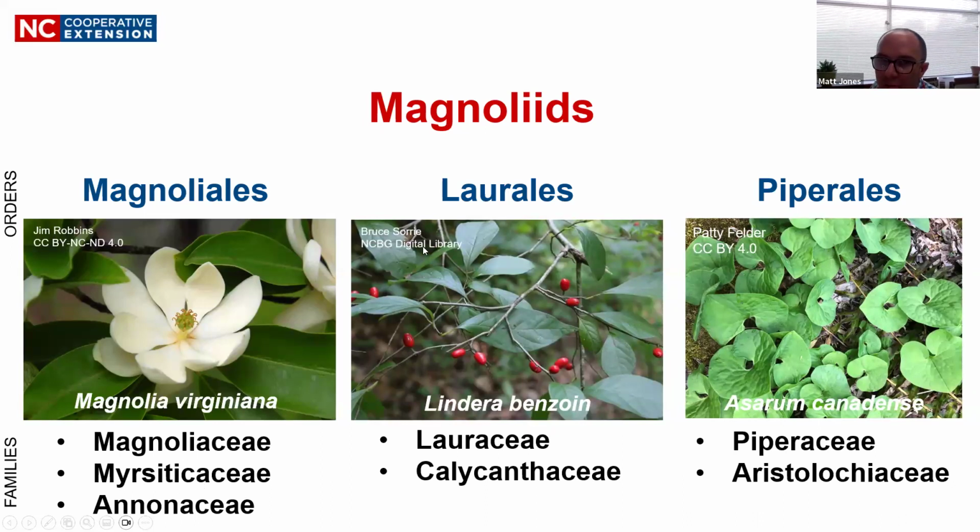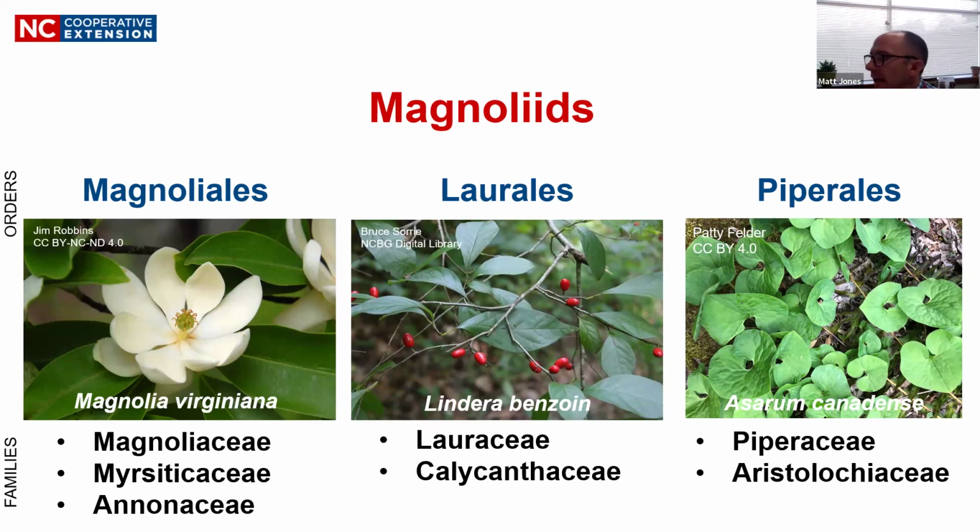The Laurales include Lauraceae, which includes things like Lindera, spicebush. It also includes bay laurel, and avocados are in this group. Calycanthaceae, like Calycanthus, is also in this order. And the Piperales are neat. It includes Piperaceae, which includes Piper nigrum, which is where black pepper comes from. Not to be confused with bell peppers or chili peppers, which are in the tomato family. It also includes the Aristolochiaceae, like Asarum, which you often see in our woodlands, as well as Aristolochia, which is Dutchman's pipe.